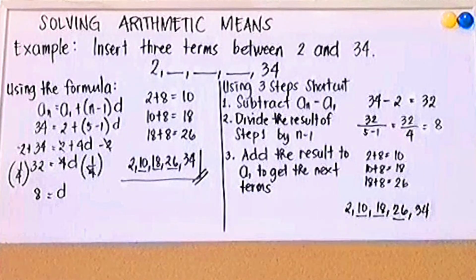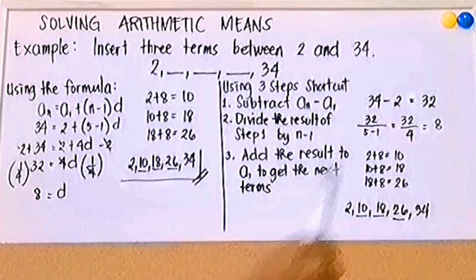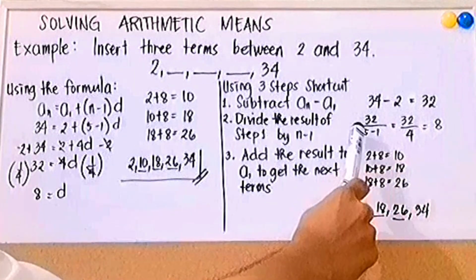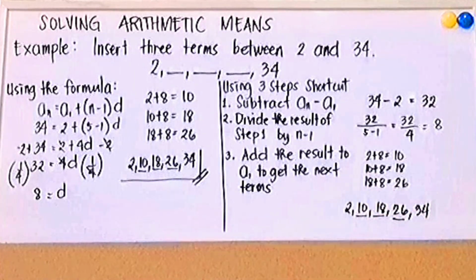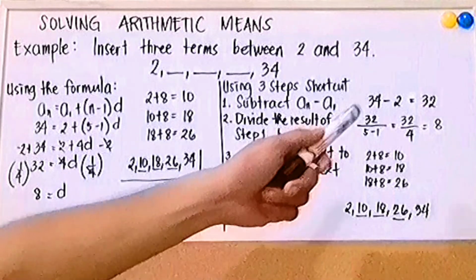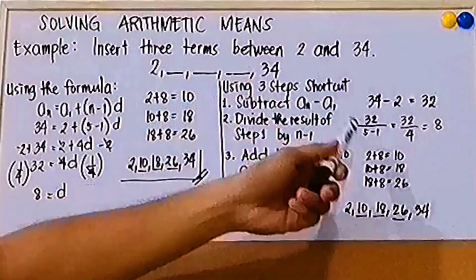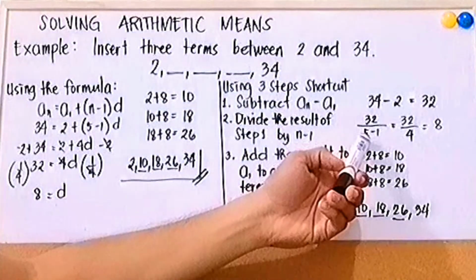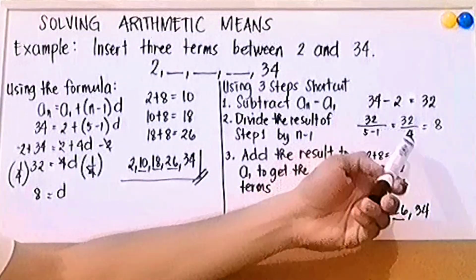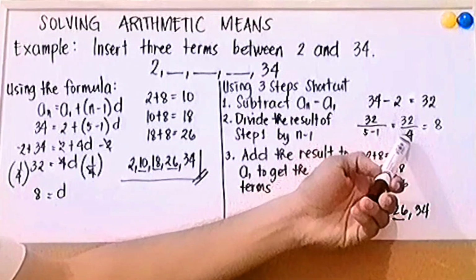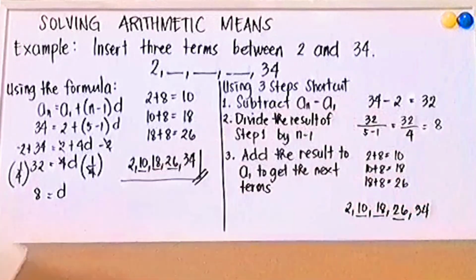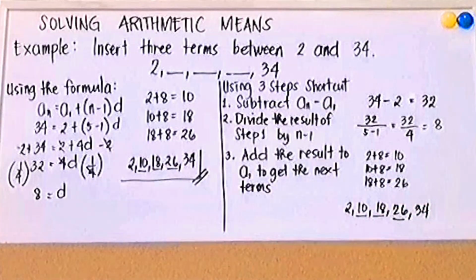Second step, divide the result of step 1 by n minus 1. So, the result was 32. We divide it by n minus 1. And the value of n is 5 because there are 5 terms. So, 5 minus 1 is 4. 32 divided by 4 is 8. Now, 8 is the common difference.